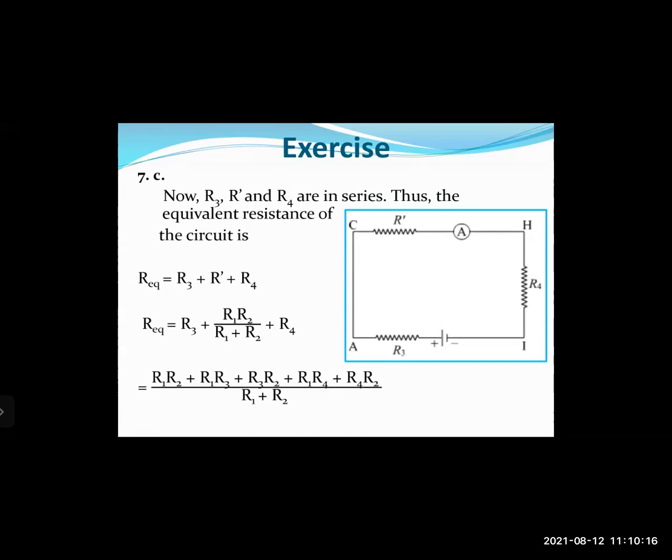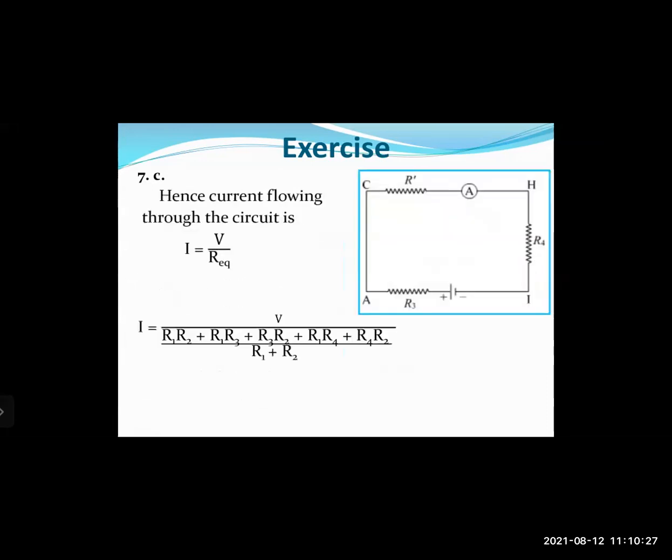Hence the current I becomes V whole divided by R1 into R2 plus R1 plus R3 into R2 plus R1 into R4 plus R4 into R2 divided by R1 plus R2. If you take that R1 plus R2 from the denominator to the numerator, we get V into R1 plus R2 whole divided by R1 R2 plus R1 R3 plus R3 R2 plus the whole thing.